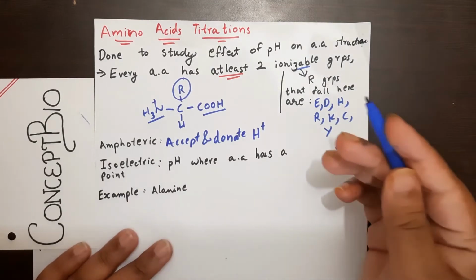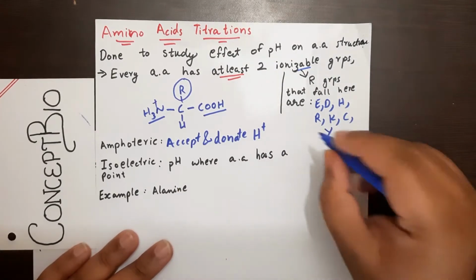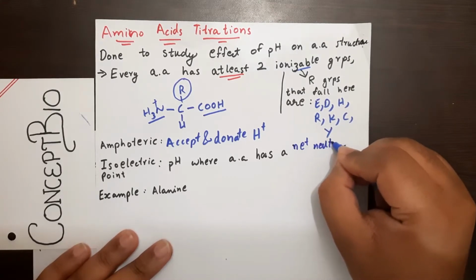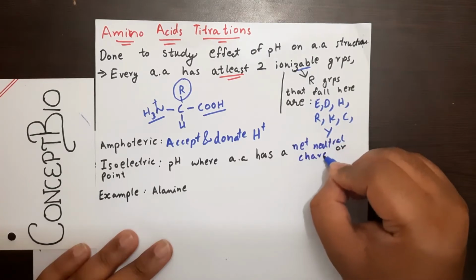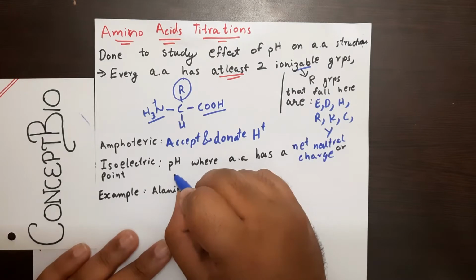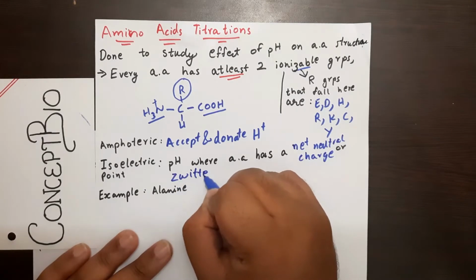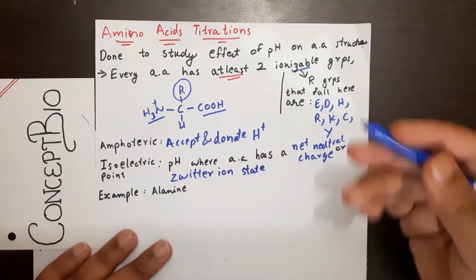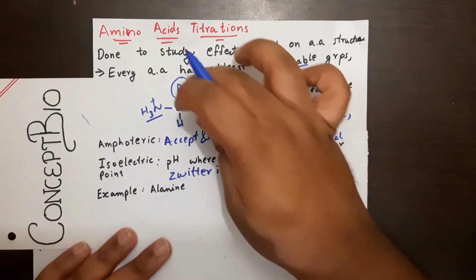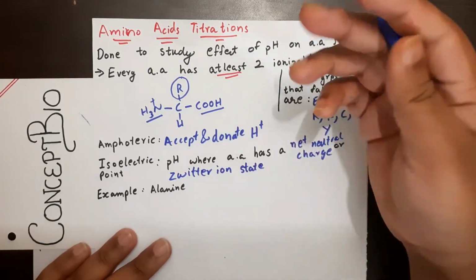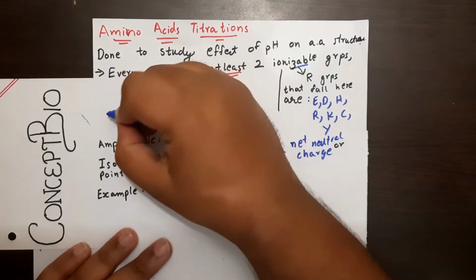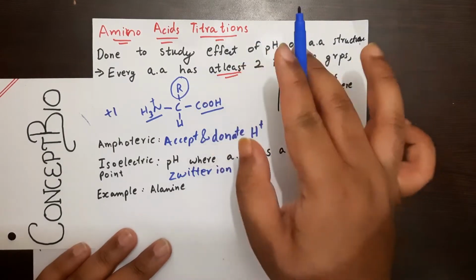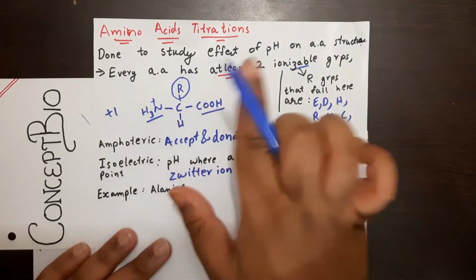So the isoelectric point is the point or the pH where the amino acid has a net neutral charge, or it is said to be in the Zwitter ion state. I'll talk about it later, but just for understanding, it means that the total charge of this amino acid would sum up to be 0. In this case, the total charge is 1. The net charge here is positive 1. Why? Because from the amino group we're getting a plus 1 charge. From the carboxyl group, nothing is cancelling it out, so the total charge is 1. So this is not a Zwitter ion state.